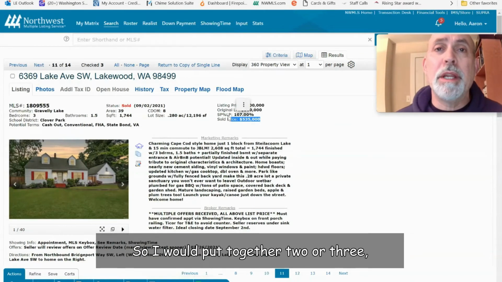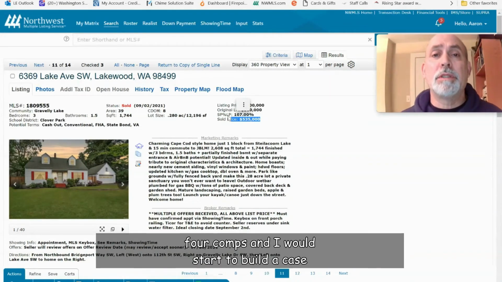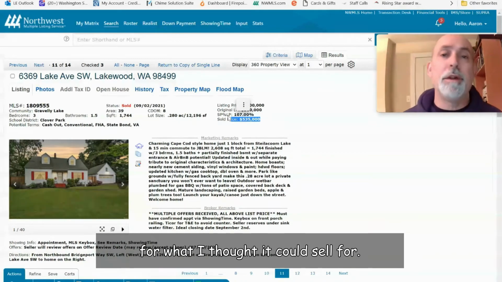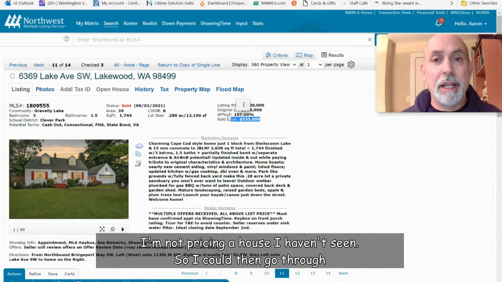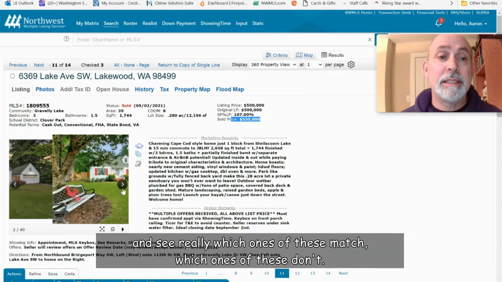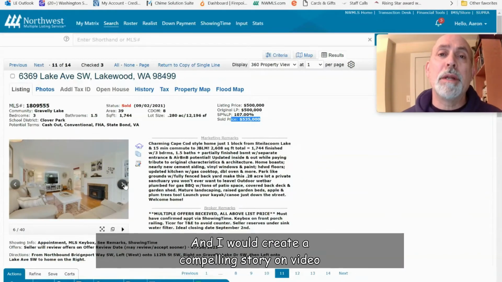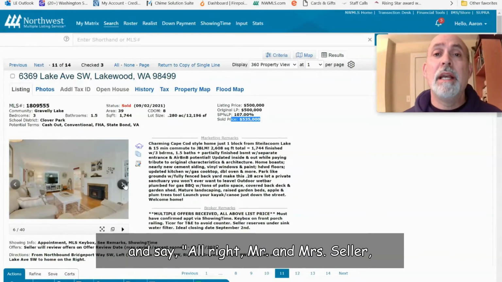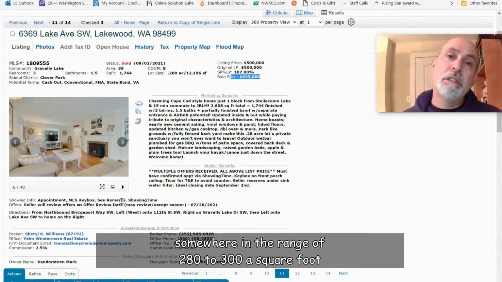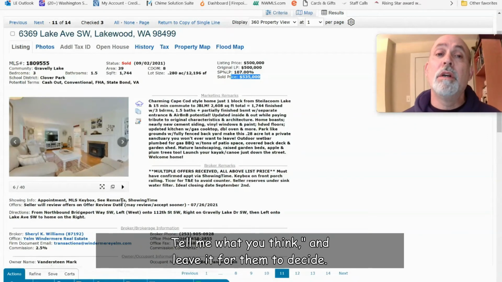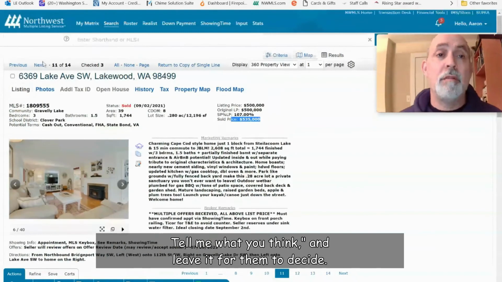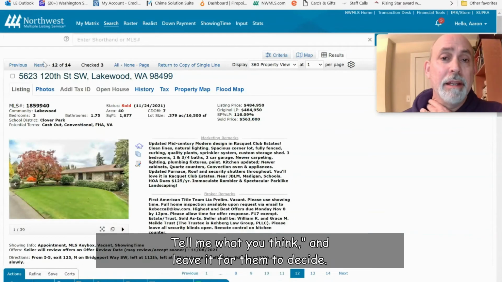So I would put together 3 or 4 comps, and I would start to build a case for what I thought it could sell for. Now, if it was a listing, I would have seen it already. I'm not pricing a house I haven't seen. So I could then go through and see really which ones of these match, which ones of these don't. And I would create a compelling story on video and say, all right, Mr. and Mrs. Seller, somewhere in the range of 280 to 300 a square foot would be good. Tell me what you think, and leave it for them to decide.